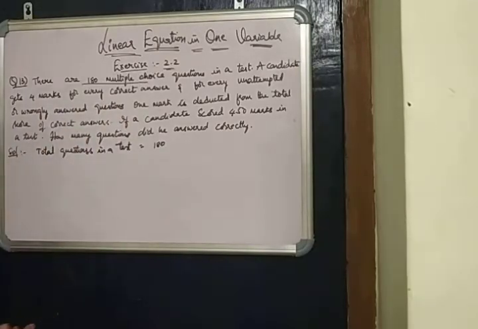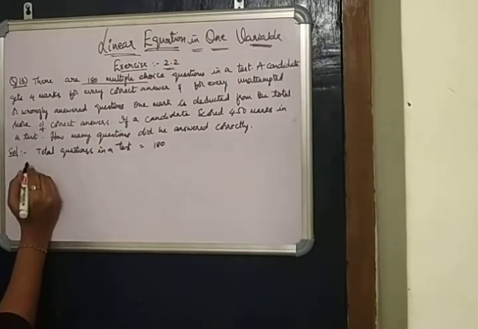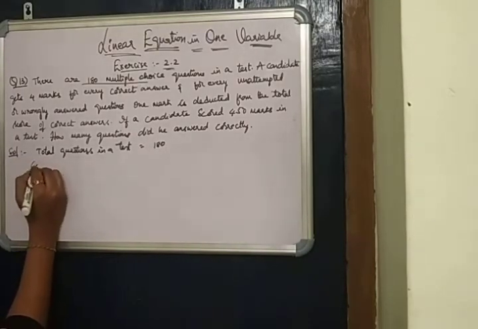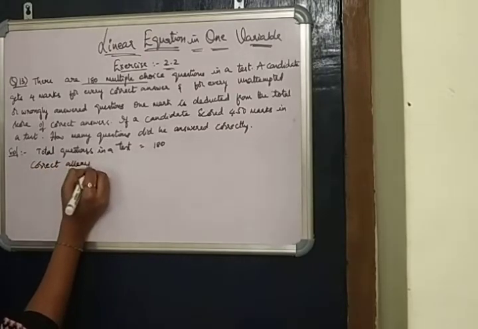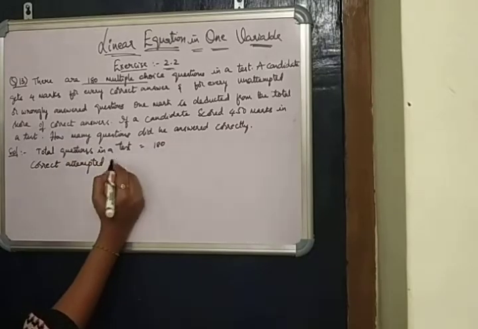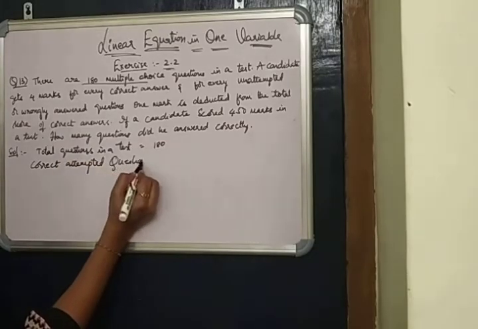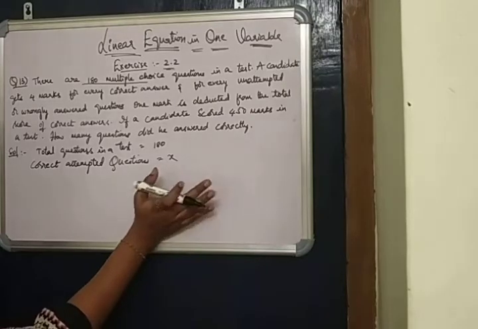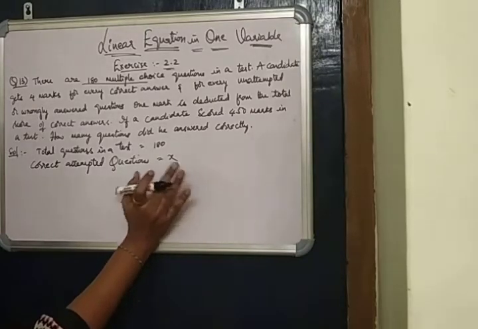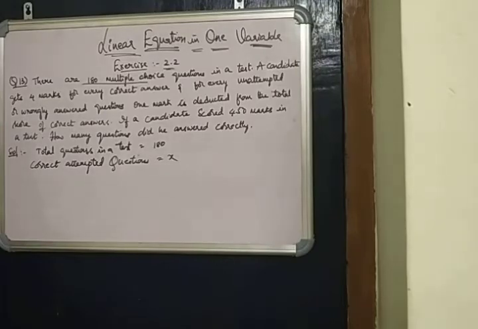We don't know the correctly attempted questions. For that, let us assume the correctly attempted questions is equal to x. We don't know how many correct answers there are, therefore the correctly attempted questions is equal to x.